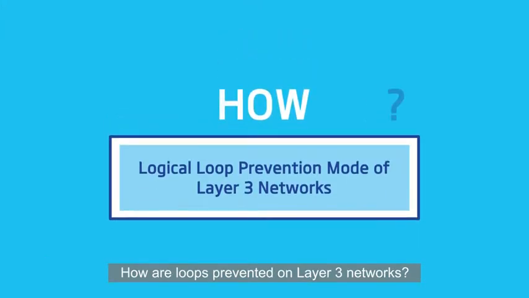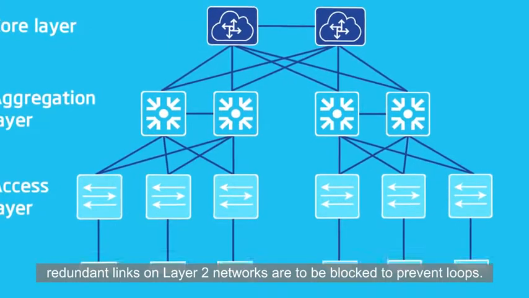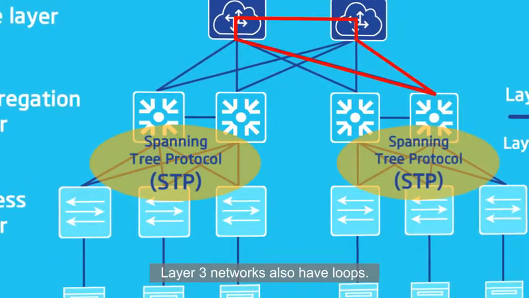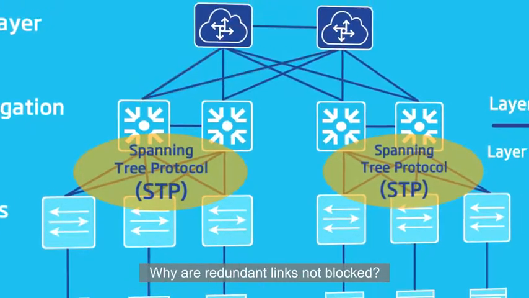How are loops prevented on Layer 3 networks? As mentioned above, redundant links on Layer 2 networks are to be blocked to prevent loops. Layer 3 networks also have loops. Why are redundant links not blocked?